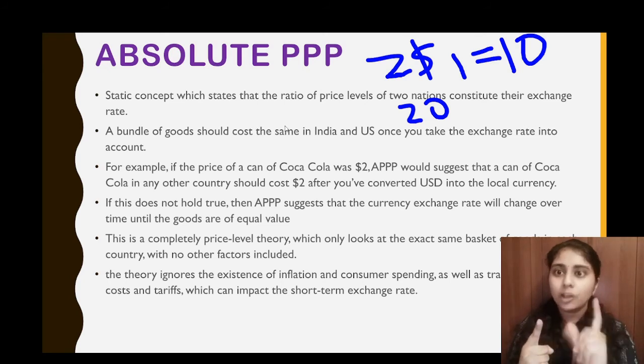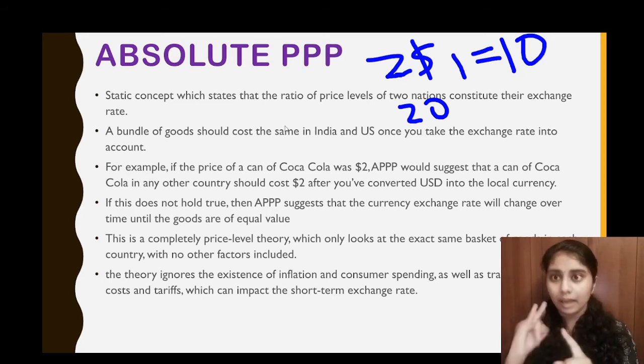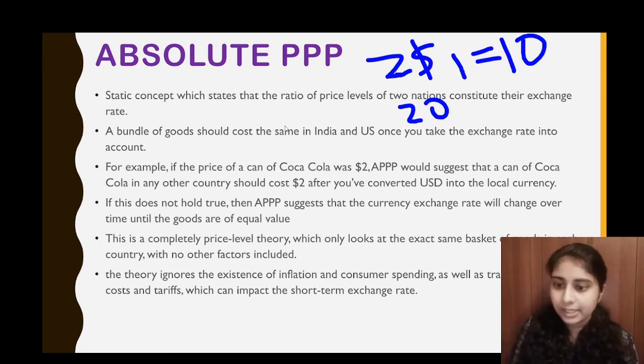That is, we are taking Coca-Cola, we are taking two countries, that is America and India, and we are not seeing any other factors like inflation or exchange rate or anything else. We are not seeing any other factor. We are only focusing on the price of the good, and we are saying that the goods of the two countries are same. Okay, so that is known as absolute purchasing power parity.